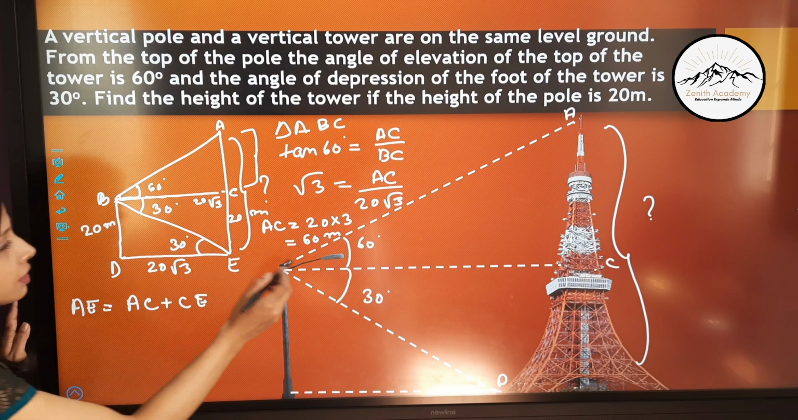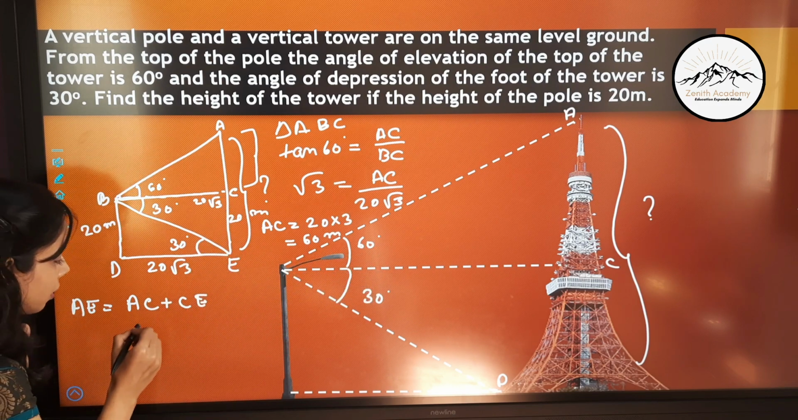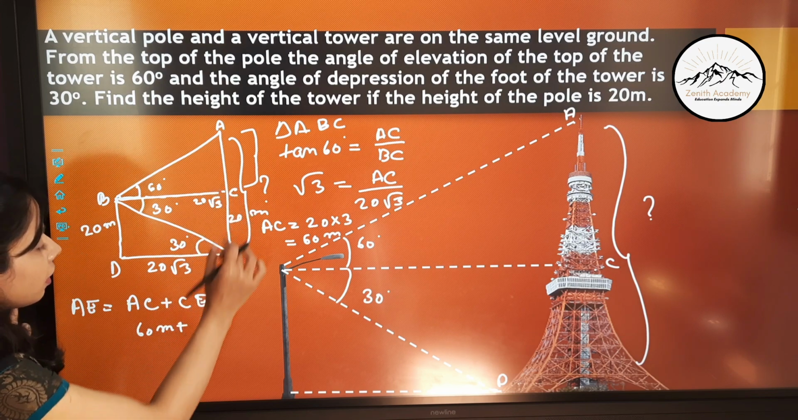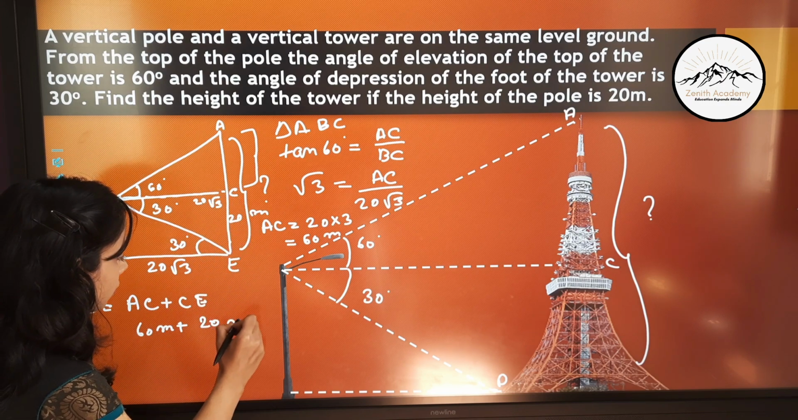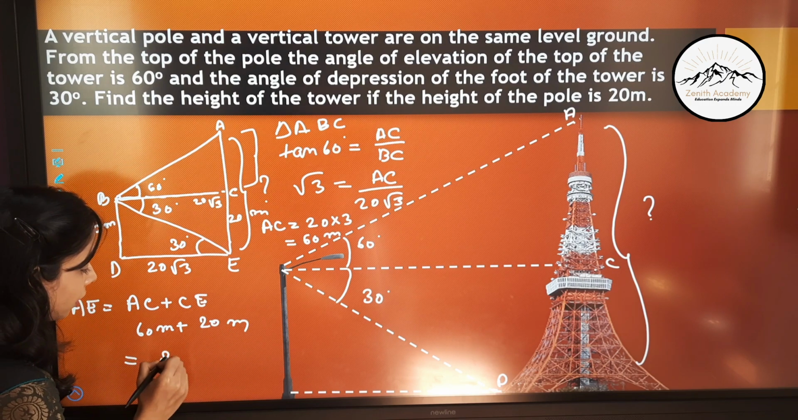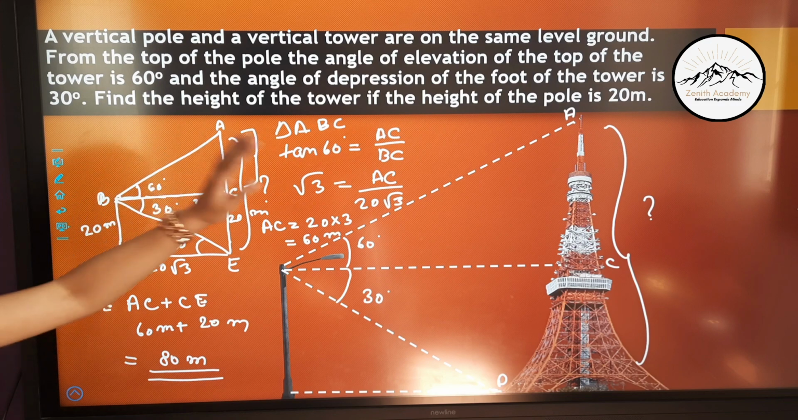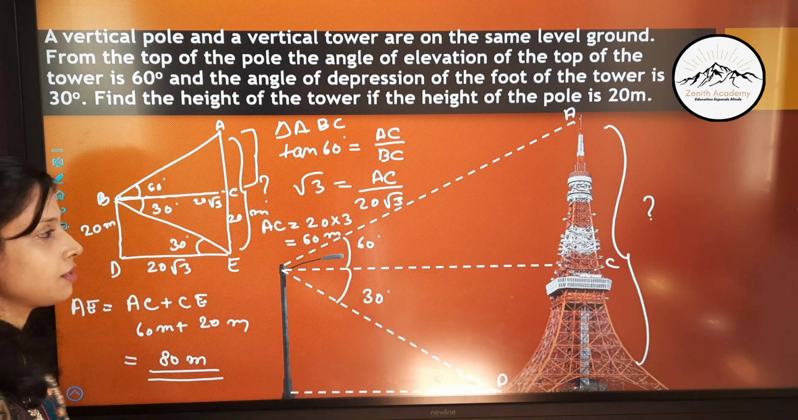So, our AC we found out as 60 meters plus CE is equal to 20 meters. Our answer will be 80 meters. So, the height of the tower is 80 meters.